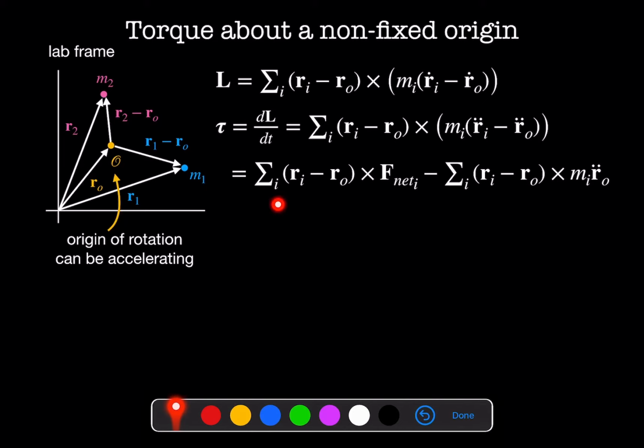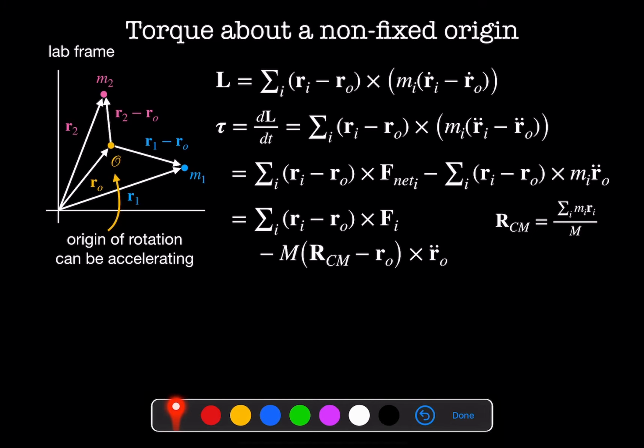So this is the sum on i of r_i minus r_origin cross whatever net force is acting on each individual particle. The second term looks at what happens with the acceleration of the origin of rotation. This gives us minus the sum on i of r_i minus r_origin cross m_i r_origin double dot. You'll notice that this term and this term together combine to give us r_CM times the total mass.